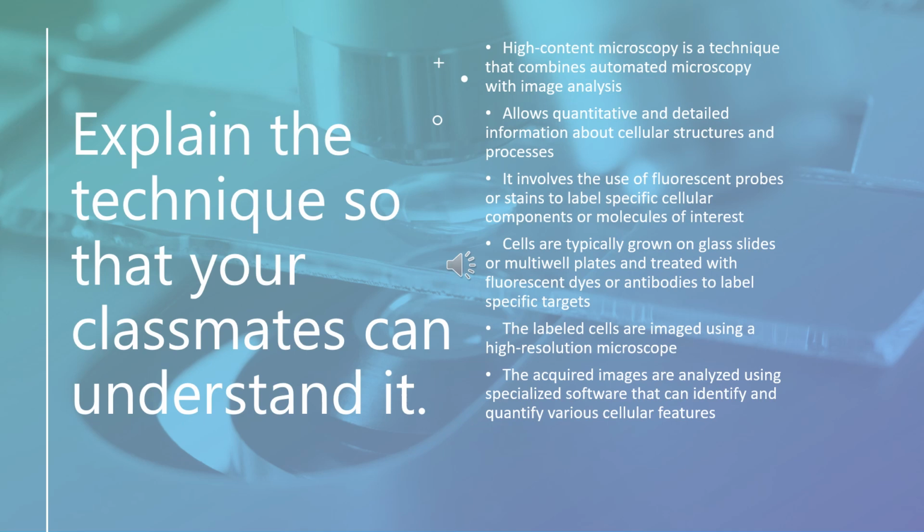In this method, cells are typically grown on glass slides or multi-well plates and treated with fluorescent dyes or antibodies to label specific targets, such as DNA or proteins, and are then imaged using a high-resolution microscope equipped with automated stage movement and image acquisition. The acquired images are then analyzed using specialized software that can identify and quantify various cellular features like cell morphology, protein localization, and intensity measurements.